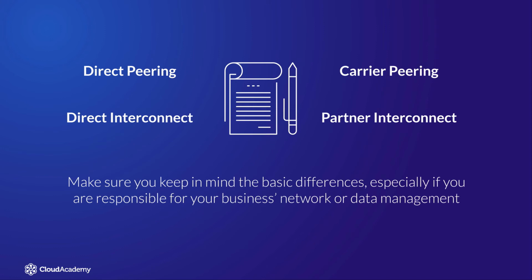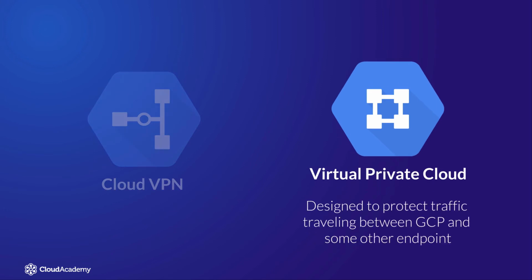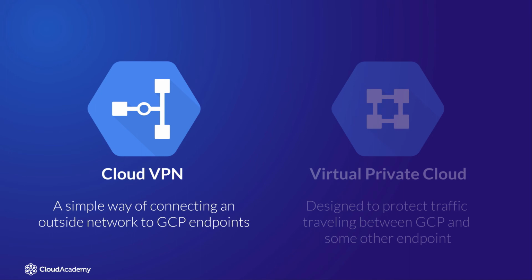Now, let's move on to two important network security solutions, and that would be Cloud VPN and Virtual Private Cloud. Now, the former is a Virtual Private Network service designed to protect traffic traveling between GCP and some other endpoint. Like any typical VPN, this is a good way to ensure data coming from the public internet is secure before it hits your GCP systems. GCP offers both classic and high availability VPN types, the latter being more restrictive in its configuration but promising a better SLA. Cloud VPN is a simple way of connecting an outside network to GCP endpoints, including a Google Cloud Virtual Private Cloud, or VPC.